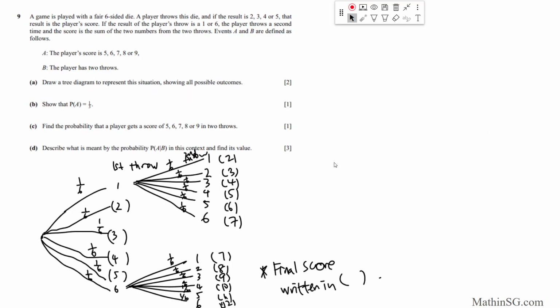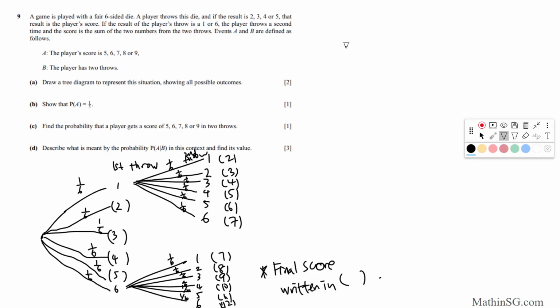Okay, so now that we have drawn the tree diagram, let's take a look at B. Show that P of A is 1/3. So how to get what is A? Score 5, 6, 7, 8, or 9, right? So 5, this is the score 5, then 6, 7, 8, 9. So these are where they can score 5, 6, 7, 8, or 9. Okay, so let's look at this.